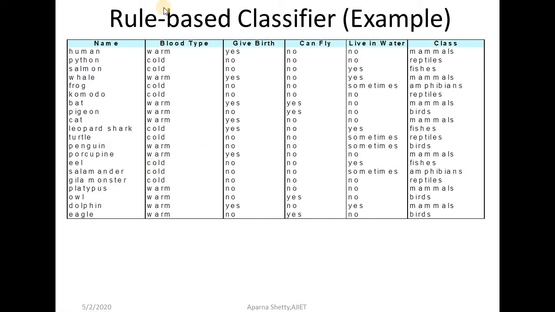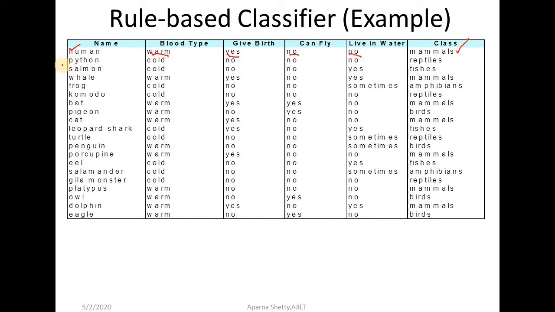So let us consider this data set. We have already seen this vertebrate example when we discussed decision trees. In this vertebrate example, we have the different classifications for vertebrates. Suppose the vertebrate is human: blood type is warm blooded, gives birth, yes, can fly, no, lives in water, no. Then we can classify it as a mammal.